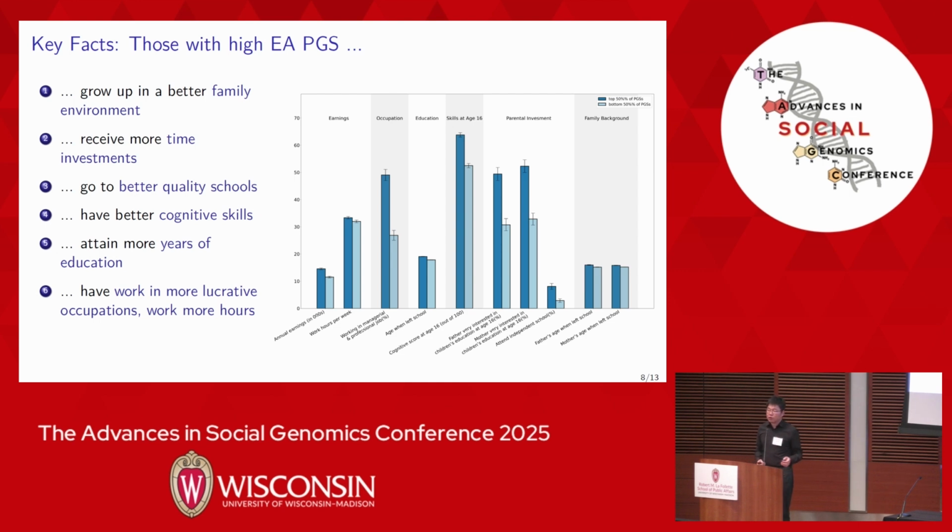But the parents will also send them to schools with better quality. And then we also find that they have better cognitive skills, and we also have non-cognitive skills, but that is a little bit less significant. In terms of education attainment, we see they also have more years of education, and they are more likely to work in more lucrative occupations and work more hours. So all these things contribute to higher earnings. That's exactly the reason why we want to have all these channels in the model.